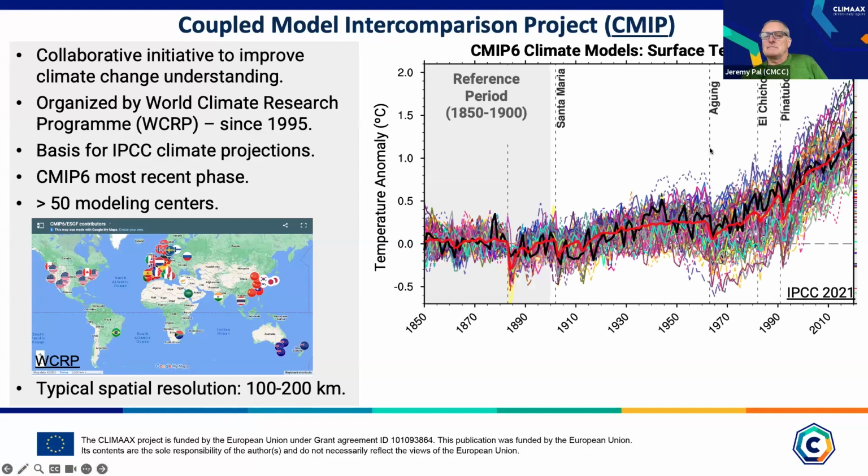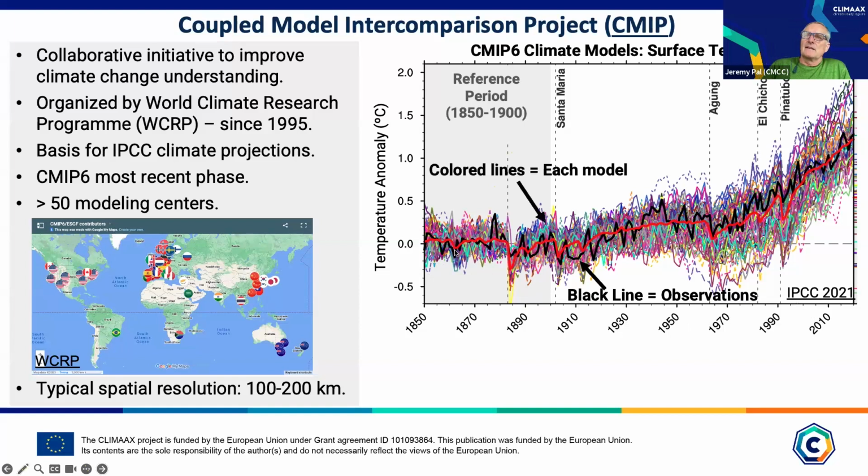This image here shows these simulations. This is global mean surface temperature. The black line there is the observations, from 1850 to 2020, I believe. What we can see here with the colored lines is that each colored line represents a different model. And if you take the average of these models, you get the red line here.